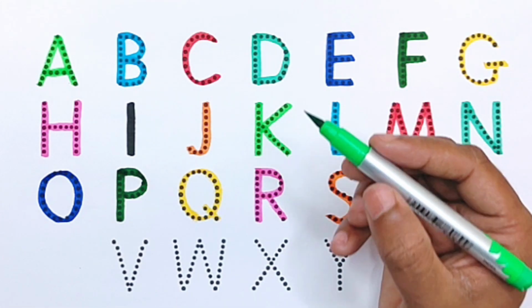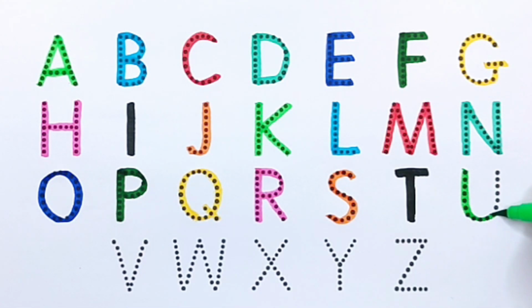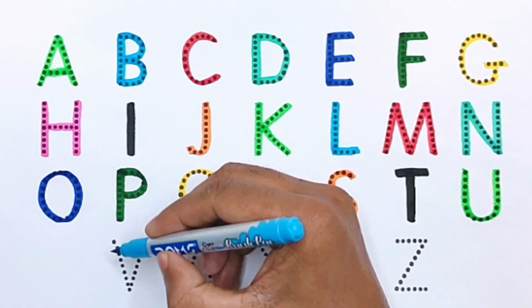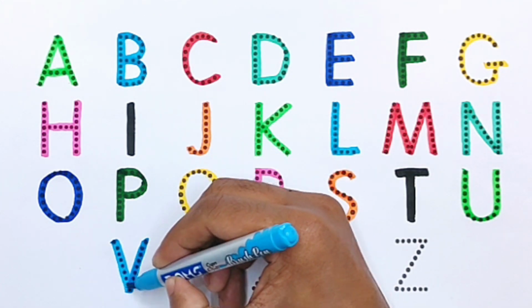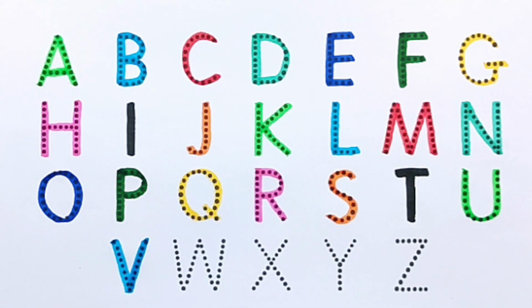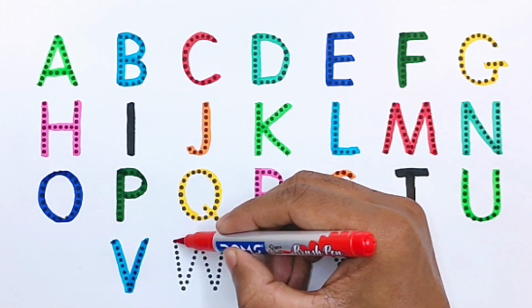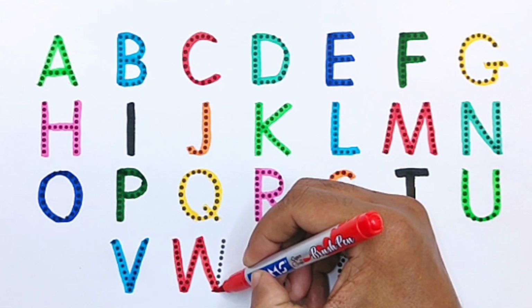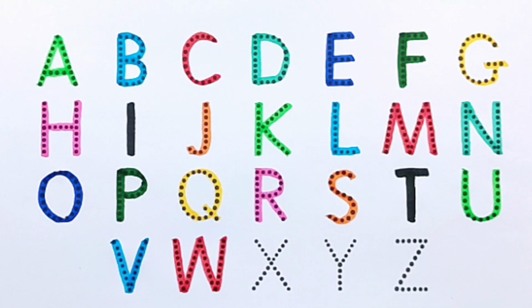Light green color. U for umbrella. Sky blue color. V for vest. Red color. W for watermelon.